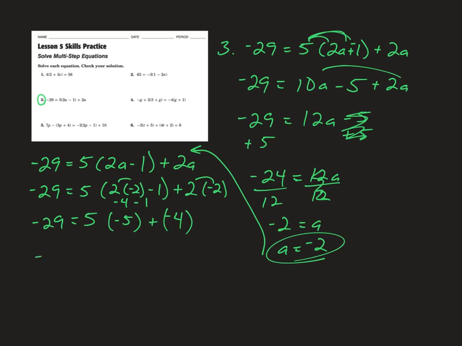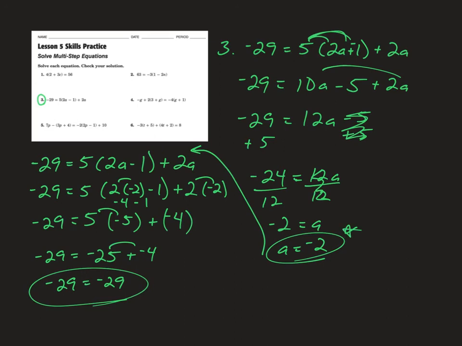So now I can continue. I've got -29 equals 5 times -5 is -25 plus -4. And when I continue my simplifying, I end up with -25 plus -4 is -29. This balances out, so therefore my solution a equals -2 is correct.